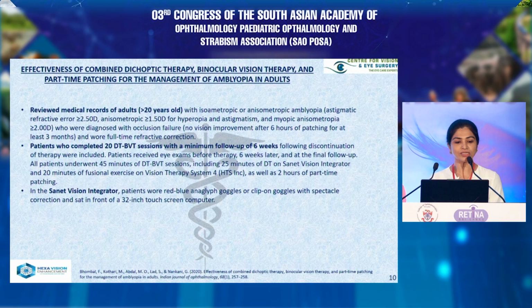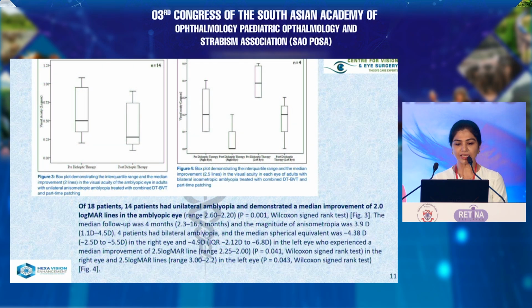Now this is a paper where I just took this out to show how, with the application of these two therapies, there are also reports coming out that even in patients more than 20 years old, if 20 dichoptic therapy and BVT sessions are given with a minimum follow-up of 6 weeks, it is showing an improvement. But of course, they have also used the SVI integrator for the perceptual integration as well. Of 18 patients, 14 had unilateral amblyopia and demonstrated a median improvement of 2 logMAR lines. Obviously, the sample size is small, but that's how the reports are coming now with the different softwares.